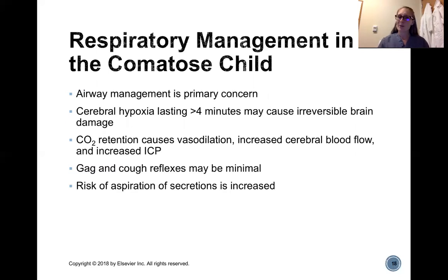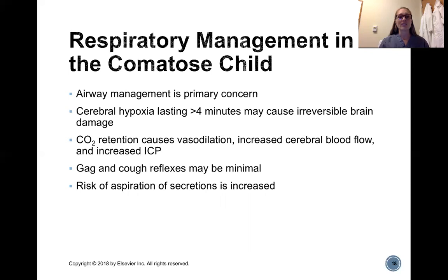We talked briefly about respiratory management. So again, the airway is going to be key. We want to make sure that this child is not without oxygen for more than 4 minutes, and much less than that if possible.